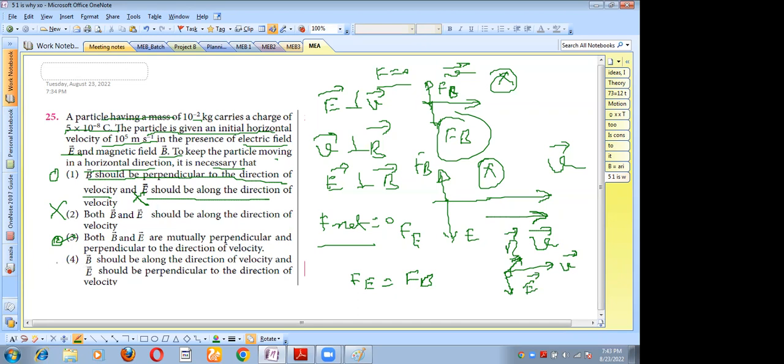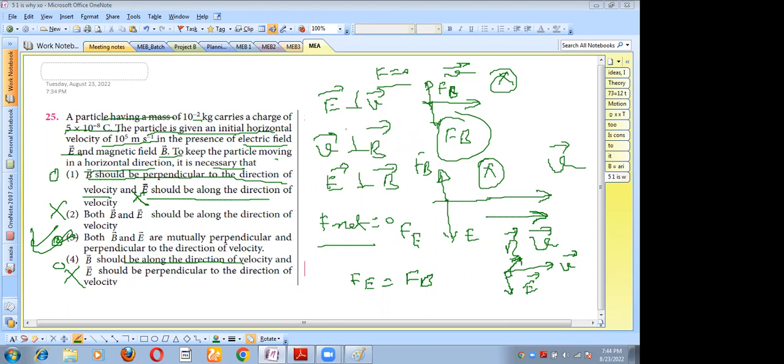If you see option 4, B should be along the direction of the motion. So the correct option is that all three should be mutually perpendicular. In that case, the total force will be zero and the charge will keep moving. Got it? Any doubt, please ask. So this is how we should interpret such questions.